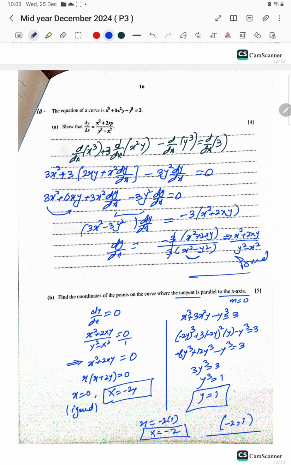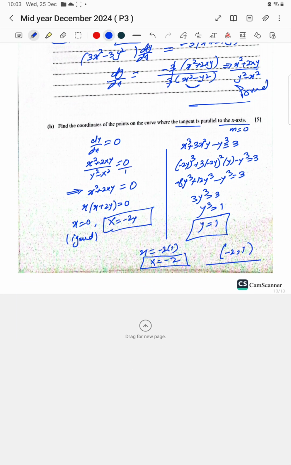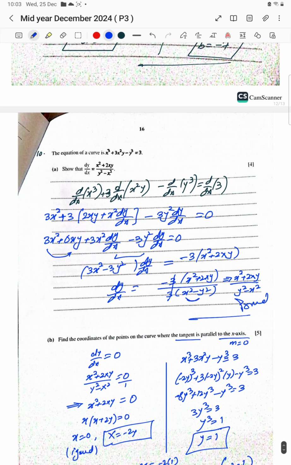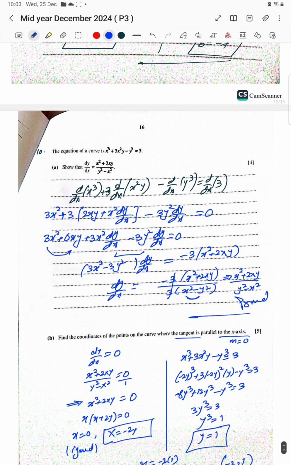I hope this is a simple question, a 5 marks question. It is clear. This was the whole paper which was asked for the mid-year December 2024. I hope it is clear.